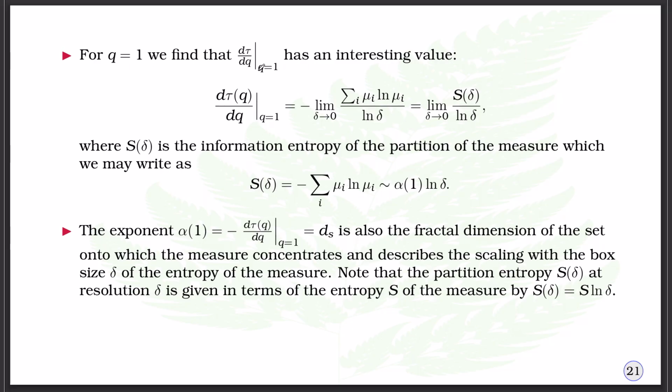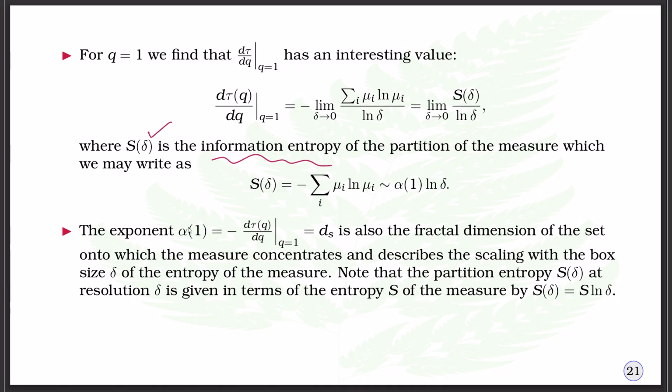If q equal to 1, in the d tau by dq, you can replace 1 as an interesting value, that it gives d by dq of tau q is minus limit delta tends to 0 summation mu I ln mu I by ln delta, which is equal to limit delta tends to 0 S of delta by ln delta, where this S of delta is the information entropy of the partition of the measure, which we may write as S of delta equal to minus summation mu I times ln mu I, which is directionally from alpha of 1 times ln delta.